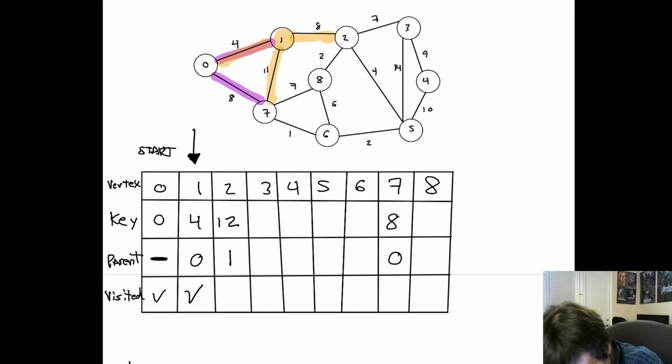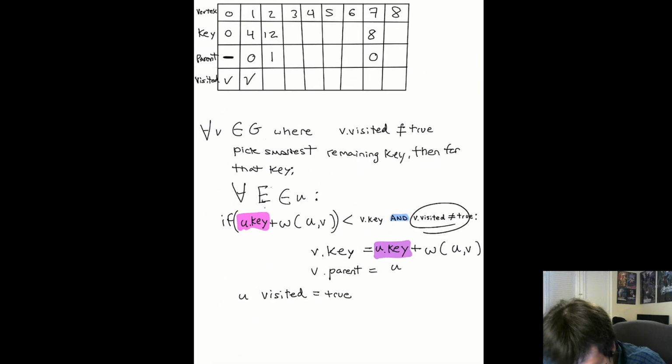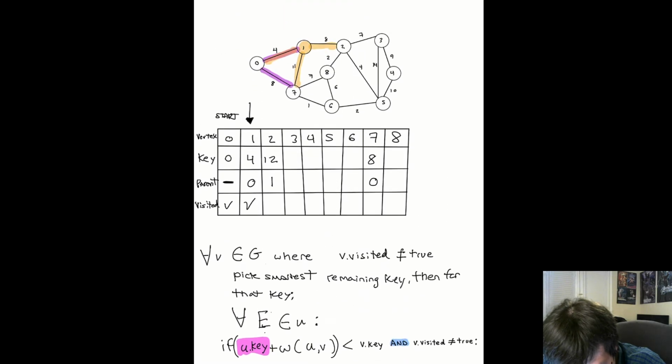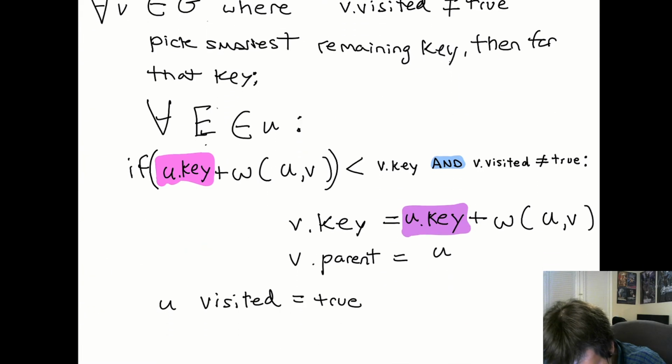You don't look at this edge again because if you think about the formula, it's saying v visited is not equal to true, but here it is equal to true, so that's why you don't touch it. You are going to look at this edge, and that edge is basically 11 plus 4. 11 plus 4 is 15. 15 is not less than 8, so even though you haven't marked it as visited, so this condition is okay, this condition is not okay, so that's why you don't update it.